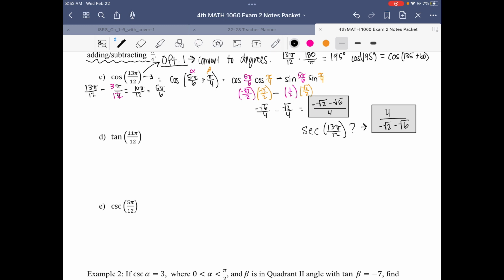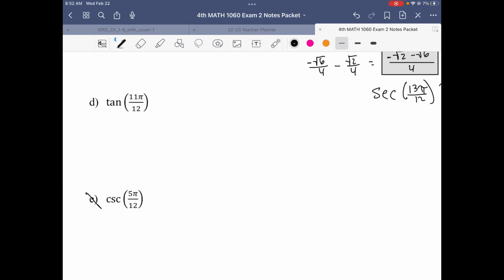Okay, so I'm going to do one more example with the tangent here. But we are going to skip this cosecant.